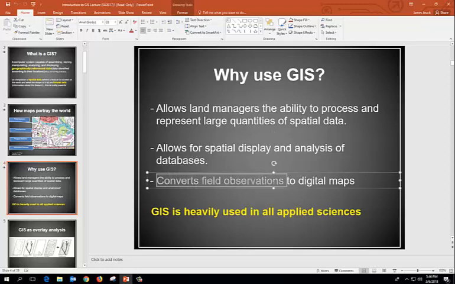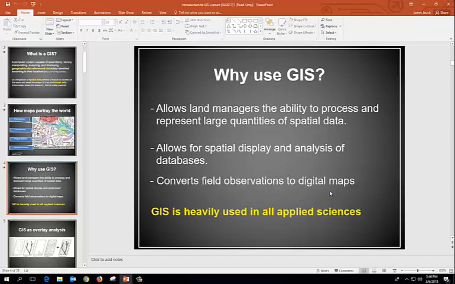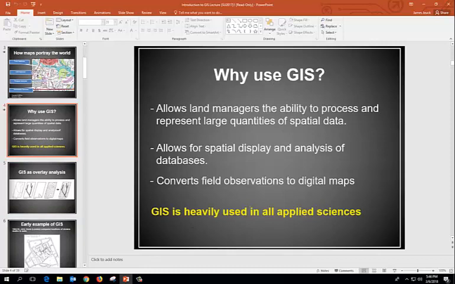And then being able to convert field observations into digital maps. Okay, so I'm relating to some of our natural resource type uses for it, but of course GIS is used in just about all applied sciences. There's an example coming up here of one of the very first spatial analysis examples in history, and it was done back in the 1800s, and it was for medical purposes. It had nothing to do with natural resources or anything. So all kinds of folks are using this technology.